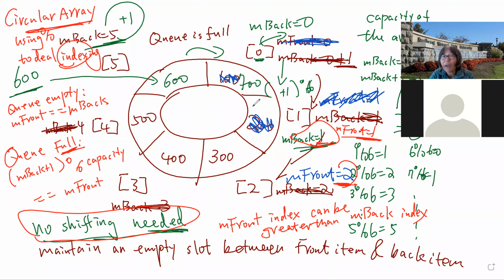So that's why we need to keep an empty slot, because otherwise, if we don't keep it, then the back and the front are the same, and that's the empty condition. So there is no way to differentiate the empty condition and the full condition. That's why we maintain an empty slot. Then we can differentiate the empty condition and the full condition.